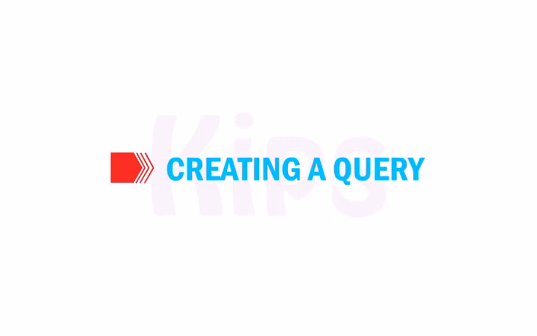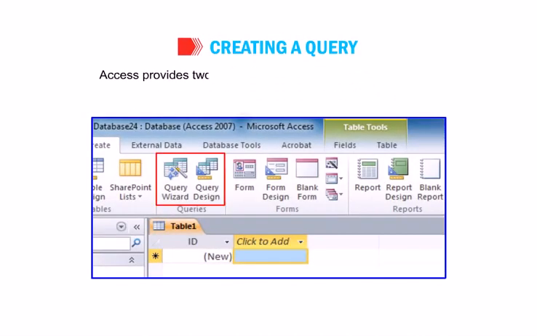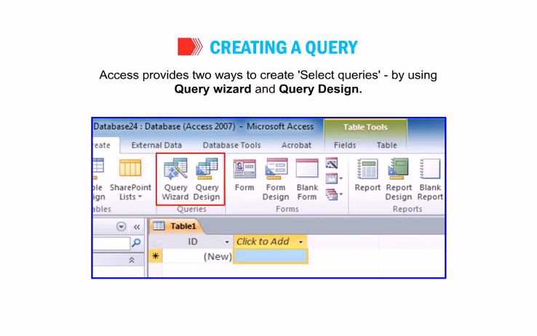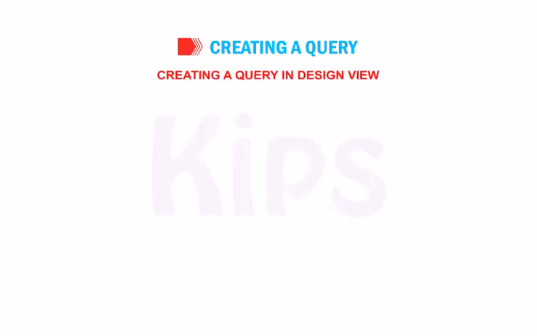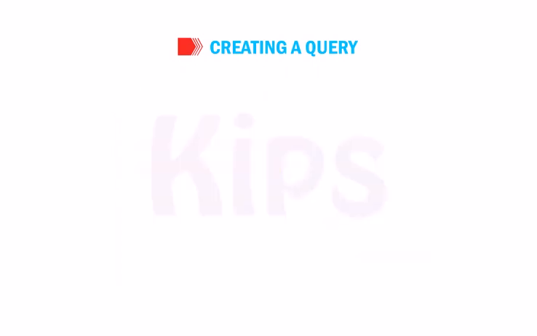Alright students, now we will discuss creating a query. Access provides two ways to create select queries, by using Query Wizard and Query Design. Creating a query in Design View. Design View gives us more control over a query.